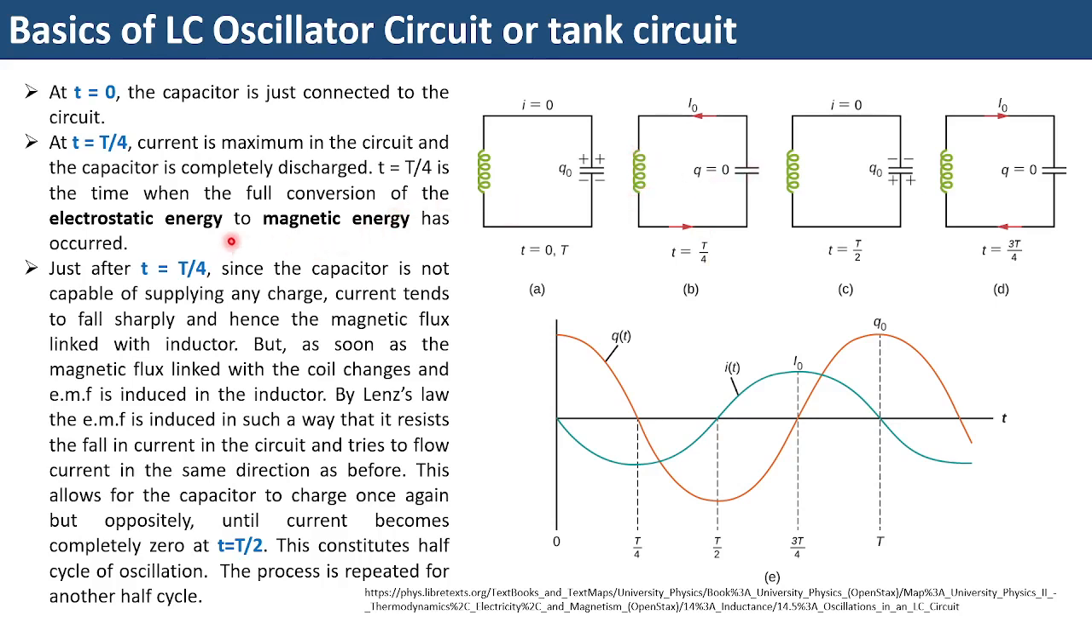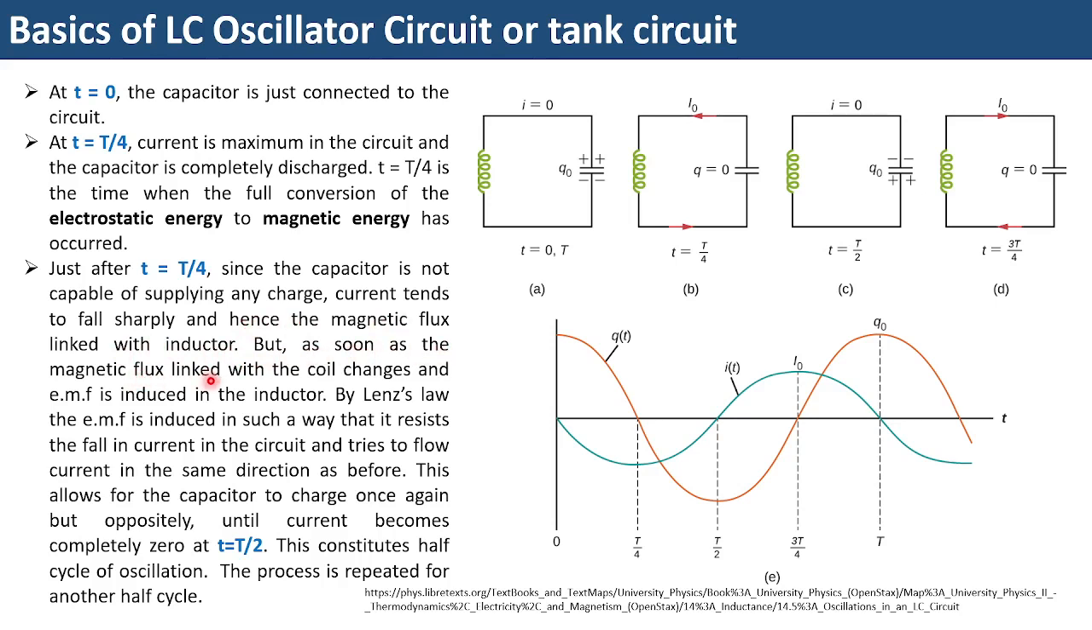Now at this point something significant happens, and that significant thing is the complete conversion of the electrostatic energy to magnetic energy. Now the capacitor is a device which is known for storing electrostatic energy, and the inductor is known for storing magnetic energy. So at this point the complete conversion of electrostatic energy to magnetic energy happens. Now just after t equal to T by 4, since the capacitor is not capable of supplying any charge, the current tends to fall sharply, and hence the magnetic flux linked with the inductor.